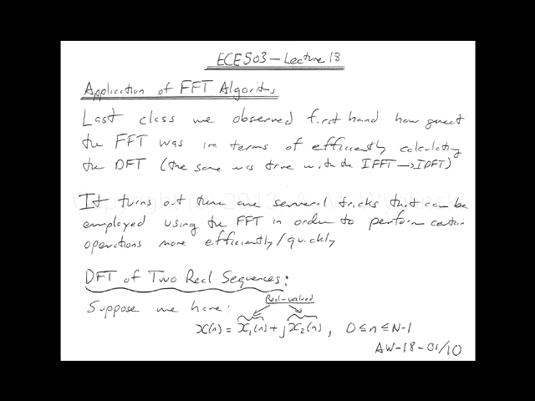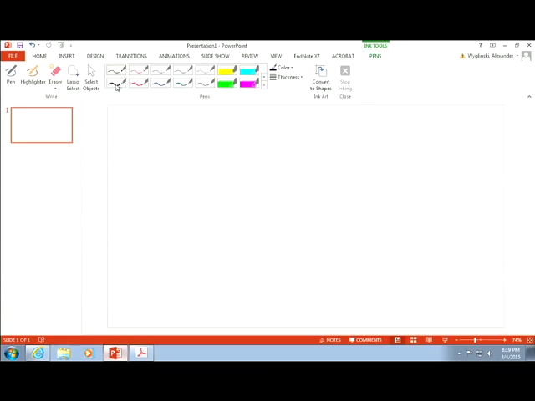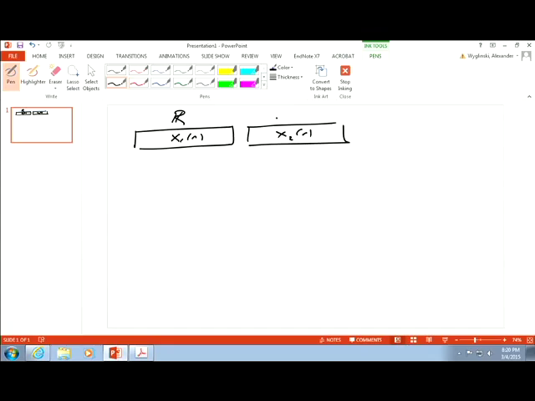We saw about FFTs in the last lecture. Now suppose we have a few scenarios. For instance, suppose I want to take the DFT of two real sequences. So let's say I have x1 of n and I have x2 of n, and I want to take the DFT of them. Both of them are real, and the question is, what can I do?